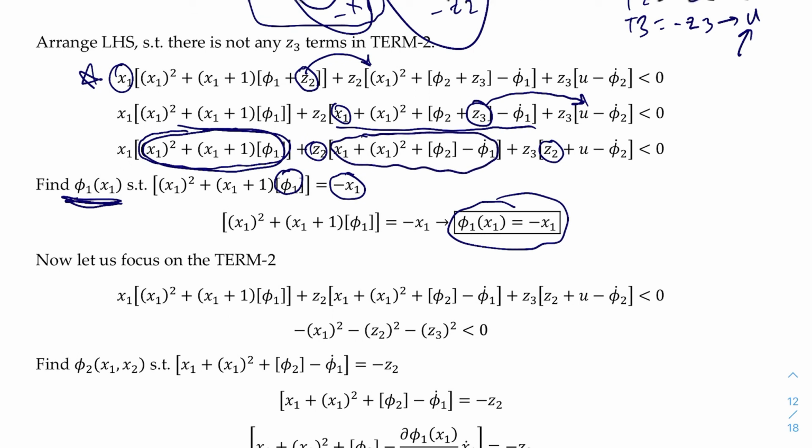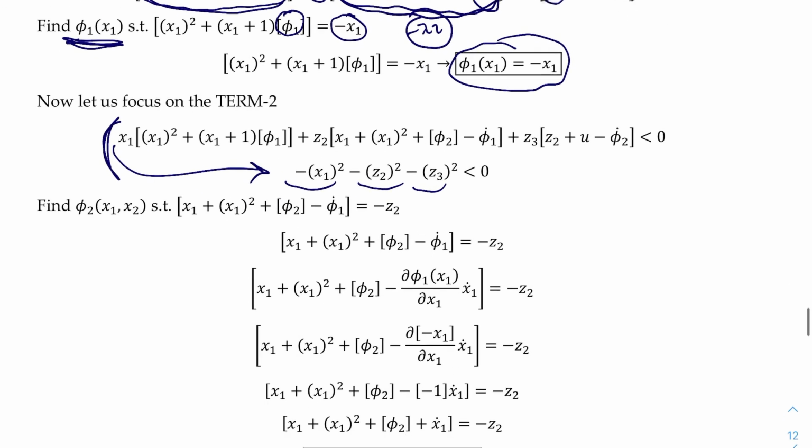Now let's focus on term 2, right? But there is phi1 dot in it, and since we determined phi1, we can just find phi1 dot, and it will be a really long expression. But it is an expression that we know nonetheless. Just equate that expression to minus z2. We need to make it look like this.